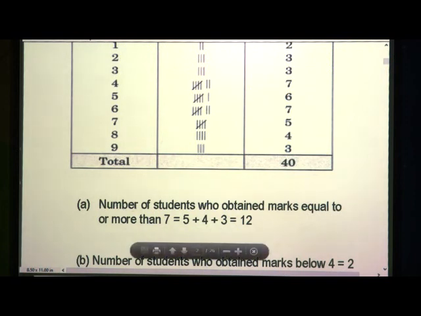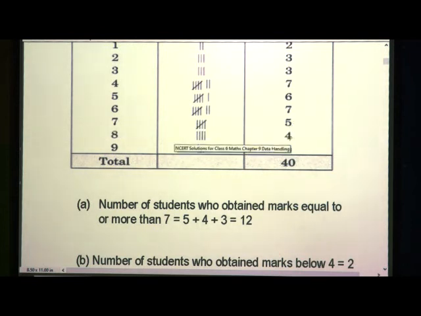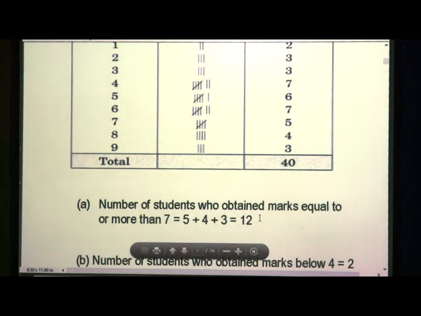The first question was the number of students who obtain marks equal to or more than 7. We need to find how many students got marks equal to 7 or more than 7. So from 7, 8, 9 we need to count all the marks. 7 marks are obtained by 5 students, then 8 marks by 4 students and 9 marks by 3 students. We add this, 5 plus 4 plus 3, we get 12. So the number of students who obtain marks equal to or more than 7 is 12.